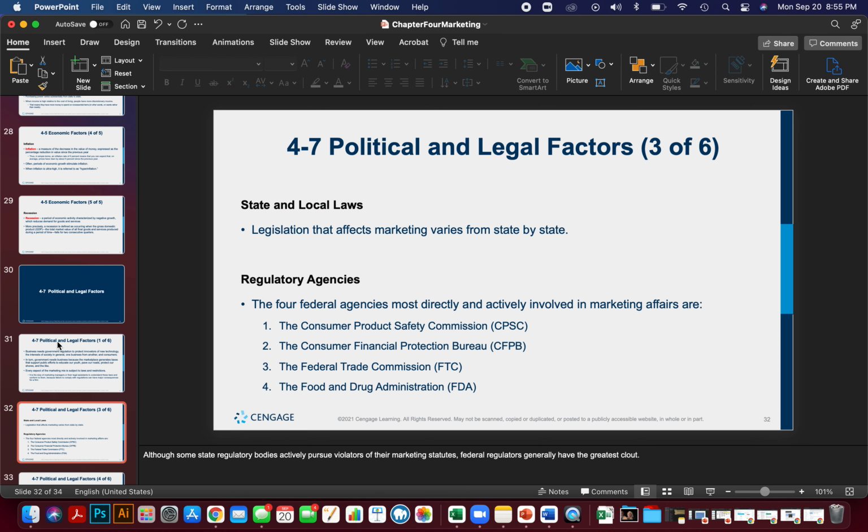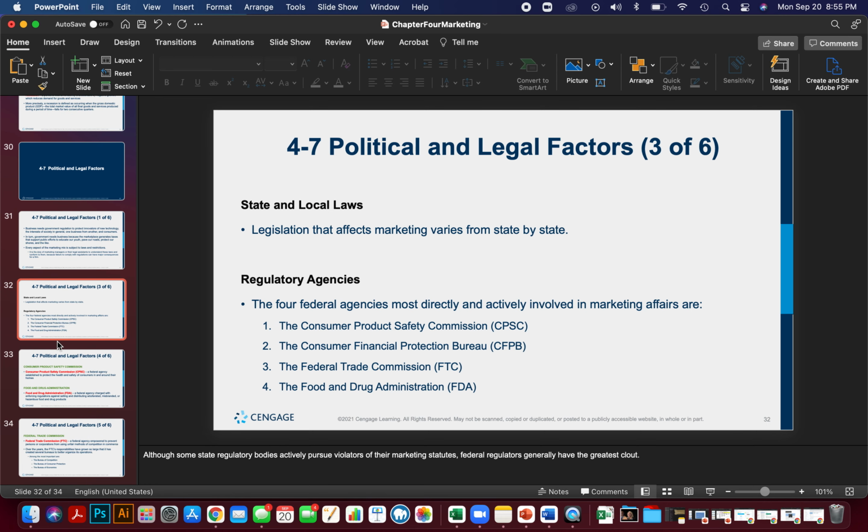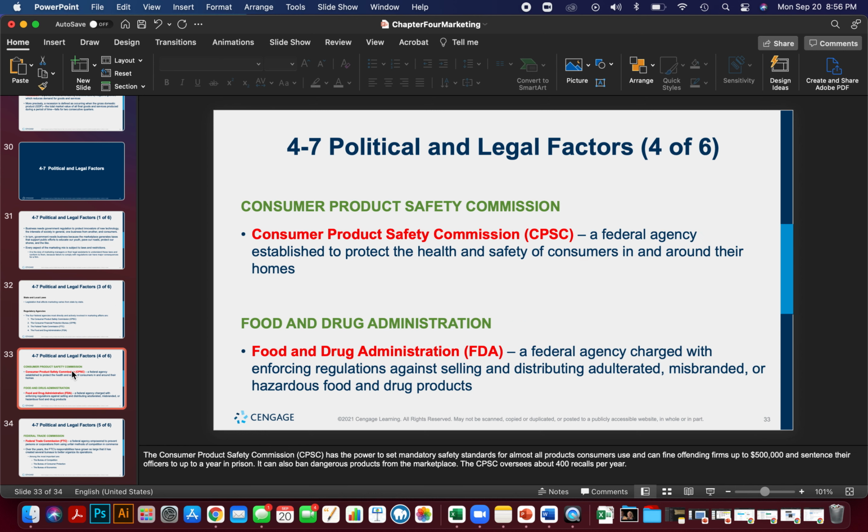There are really four federal agencies that have the most effect on our goods and services. They are the CPSC, which is the Consumer Product Safety Commission, the CFPB, which is the Consumer Financial Protection Bureau, the Federal Trade Commission, the FTC, and the FDA, which is the Food and Drug Administration. The Consumer Product Safety Commission was established to protect the health and safety of consumers in and around their homes.